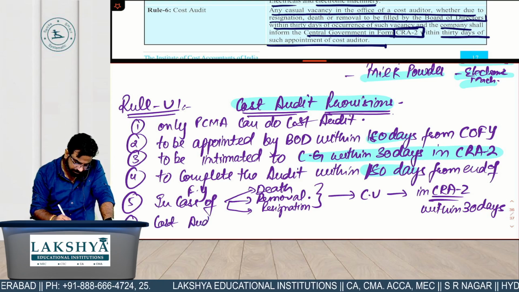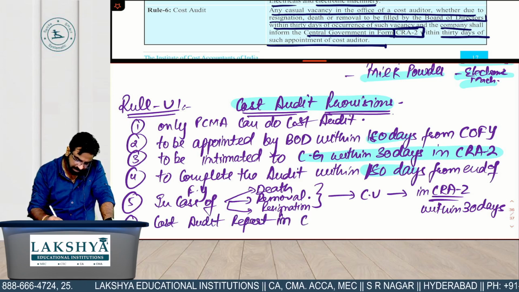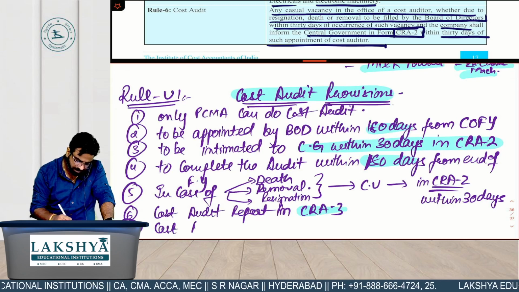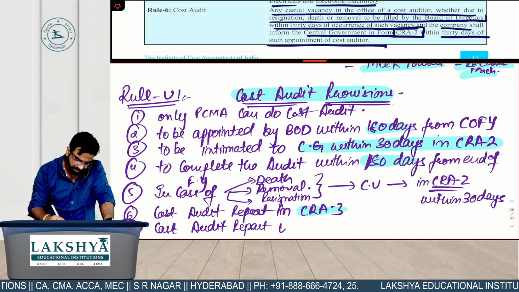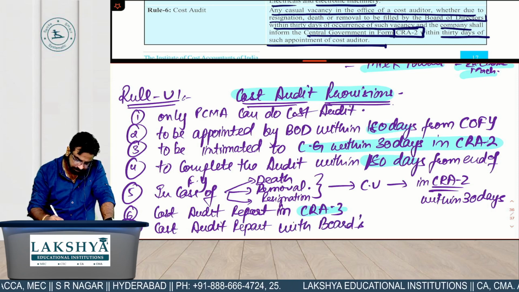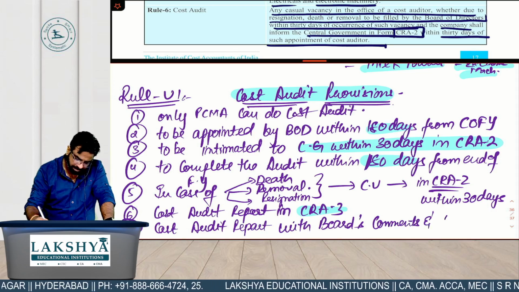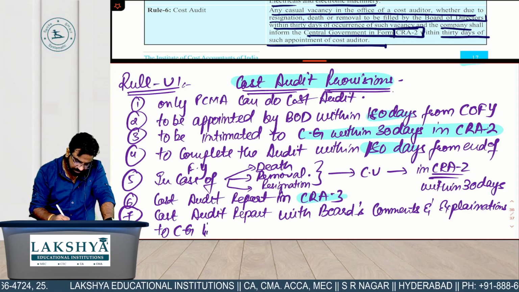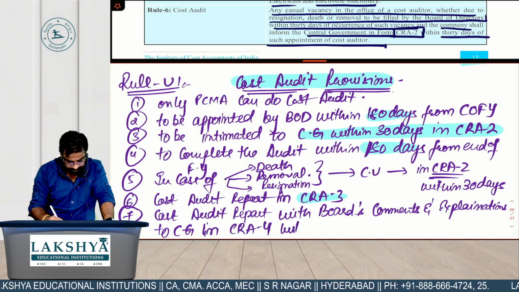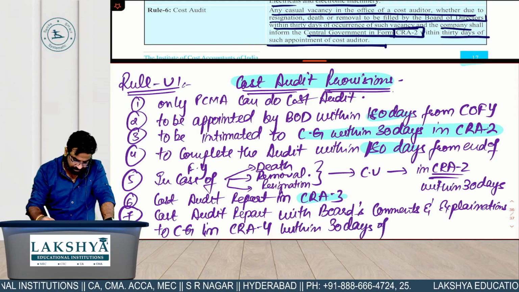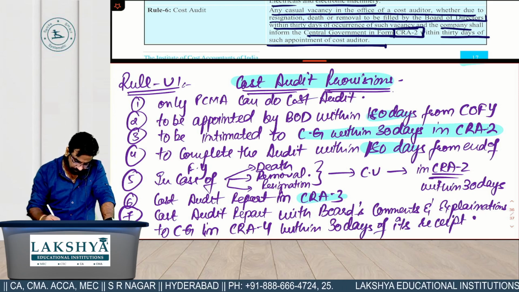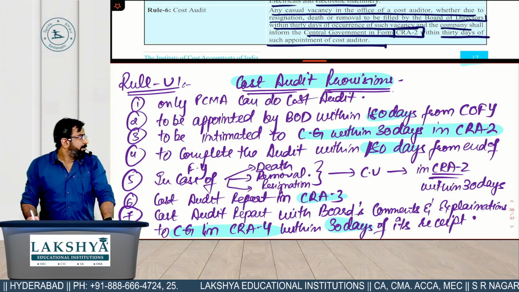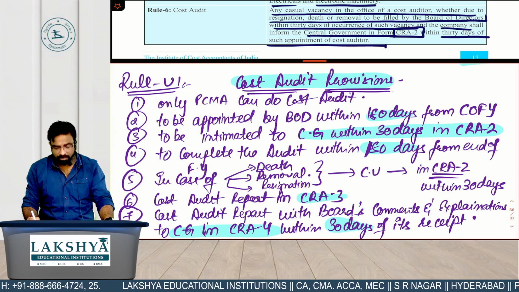So sixth one, cost audit report in CRA 3 and cost audit report with board's comments and explanations to CG in CRA 4 within 30 days of its receipt. Within 30 days of its receipt. Okay.